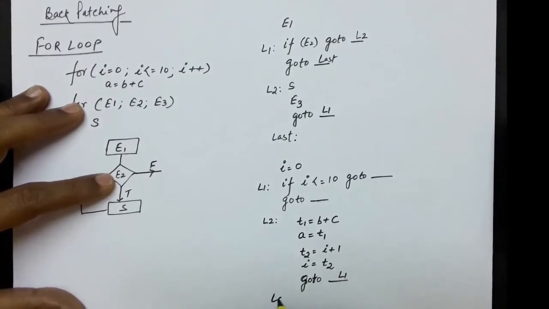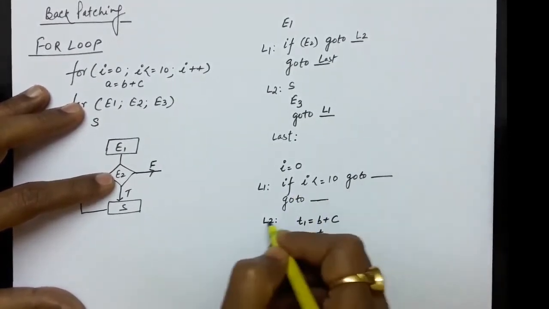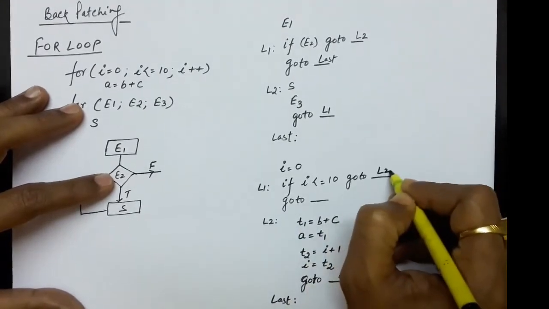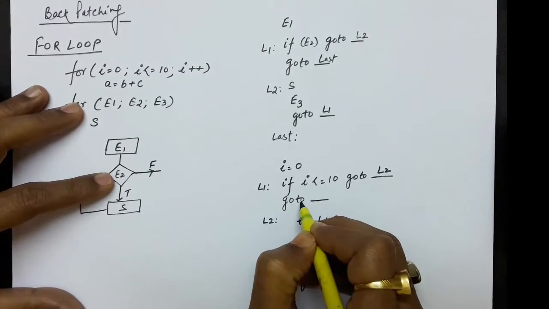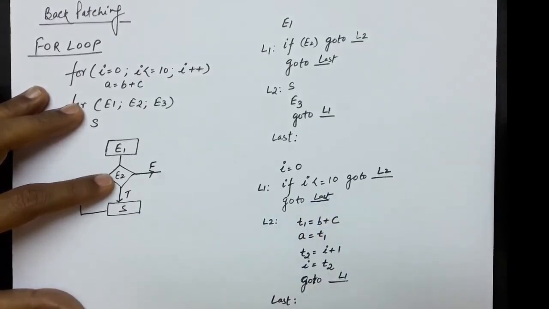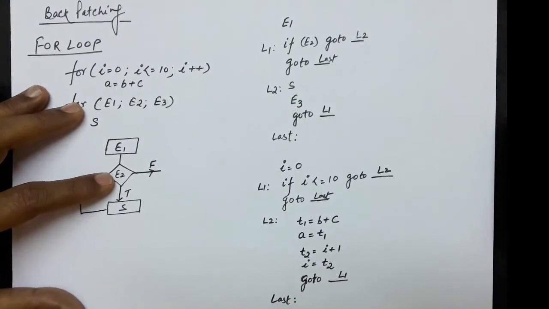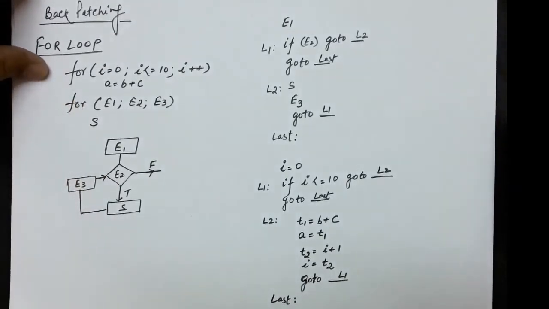Fine. Let's say this is the last level. So in the backpatching, if I is less than or equal to 10, the condition is true. You have to come to L2 stage. And if this condition is not true, then you are automatically coming to this statement, go to last. So this way you can write the 3 address code for the for loops.